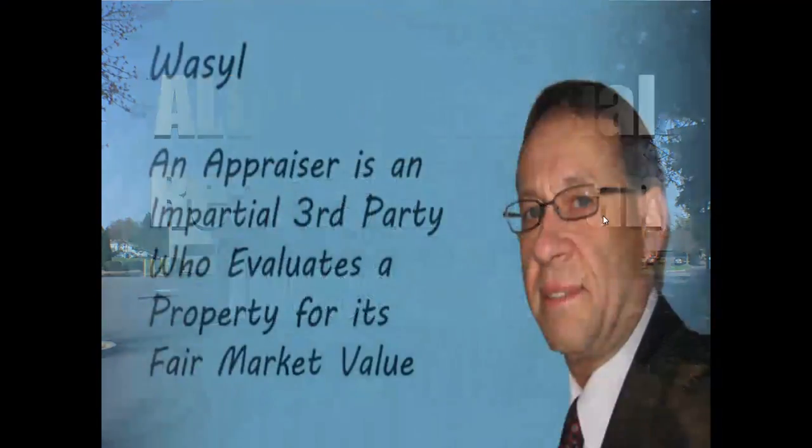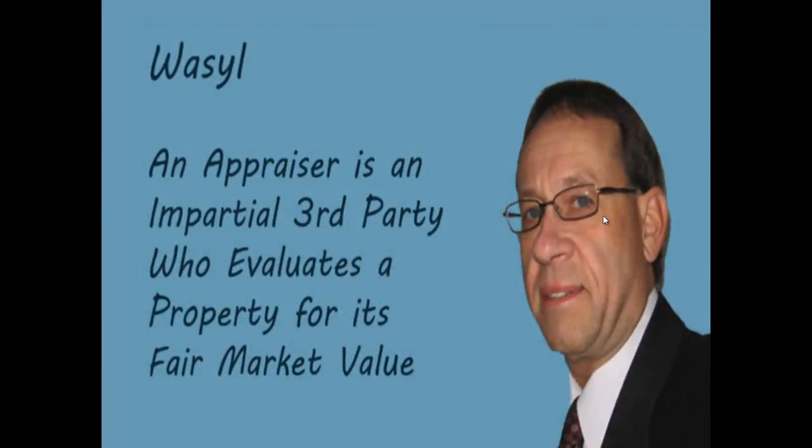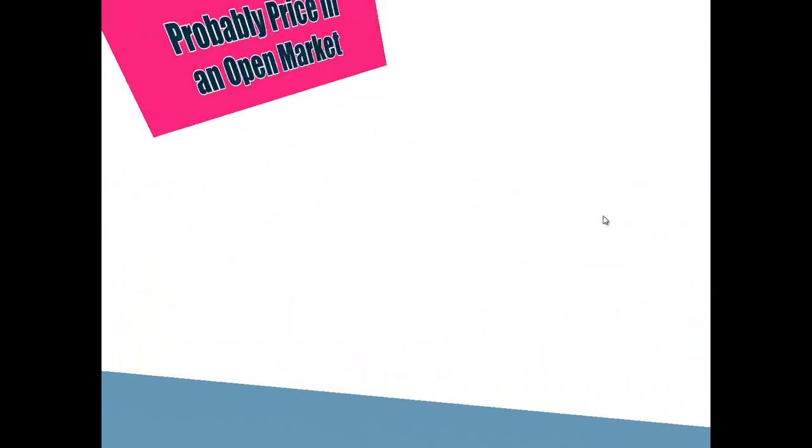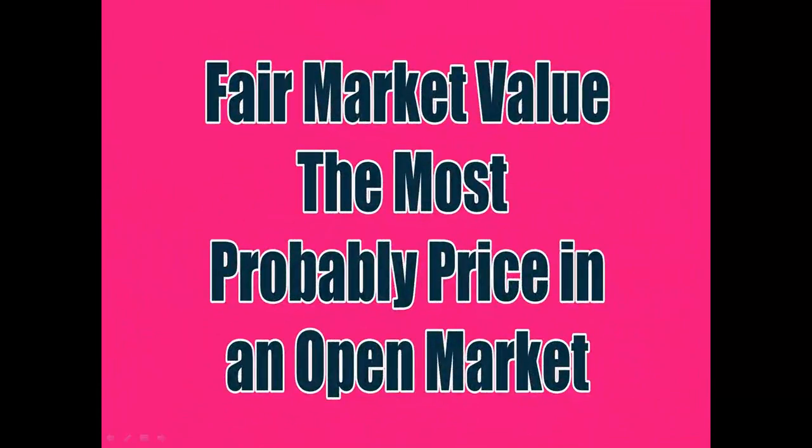and terms. Now, an appraiser is supposed to be the arbiter of value of any transaction, right? Well, this is one of my favorite appraisers. His name's Wassel. And Wassel would say that an appraiser is an impartial third party who bases their evaluation of a particular piece of real estate on something called the fair market value. And this appraised value, or this fair market value, is supposed to be based on the most probable price a property will sell for, that's a mouthful, in an open market.